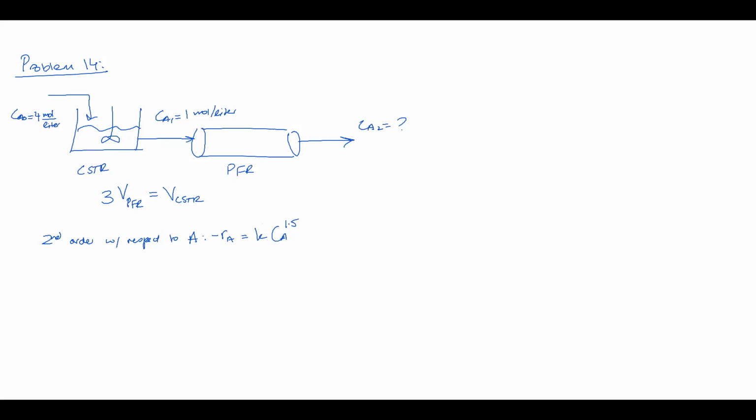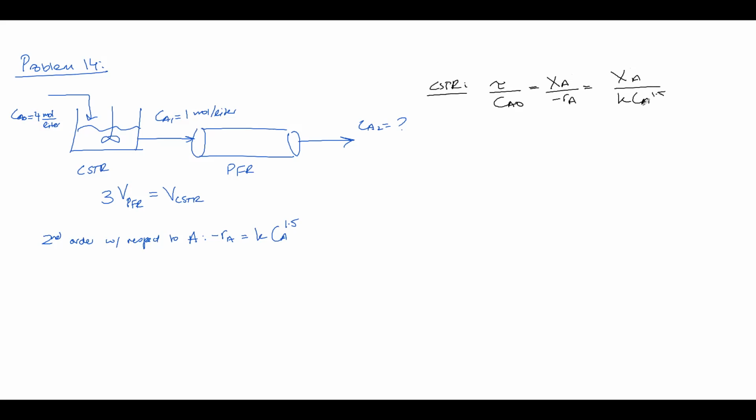Alternatively, I could use this expression right here and divide the volumes of the reactor. So two ways to do it. You might think about it, and let's just go through the equations and see which one is going to be easier, right? So let's start with the first one. So I have a CSTR. The performance equation for a CSTR is tau over CA naught is equal to XA over minus RA. In our case, it will be XA over K CA to the 1.5.